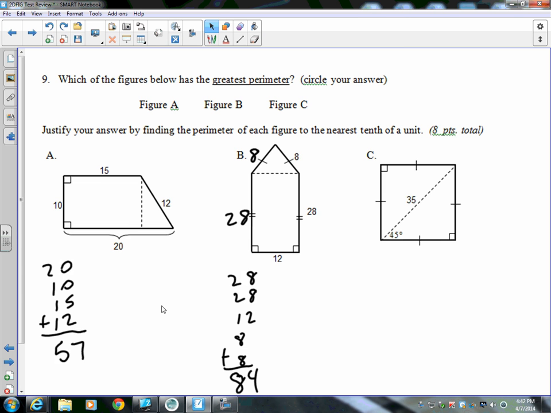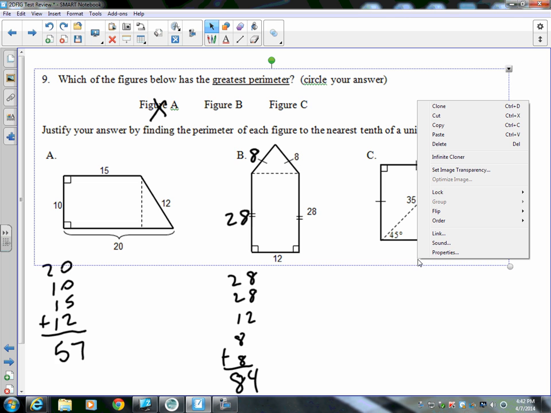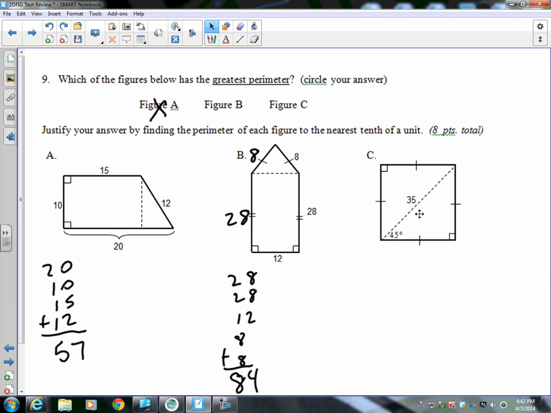And that's B. We already know, just from this, if the perimeter for A is 57, and the perimeter for B is 84, we know B is bigger than A, so we can already cross off A from our answers. For C, C is probably the most difficult figure to find the perimeter for, because it's not giving us the sides of the shape. The shape is a square. All we're given is that this is a square, and we know the diagonal.